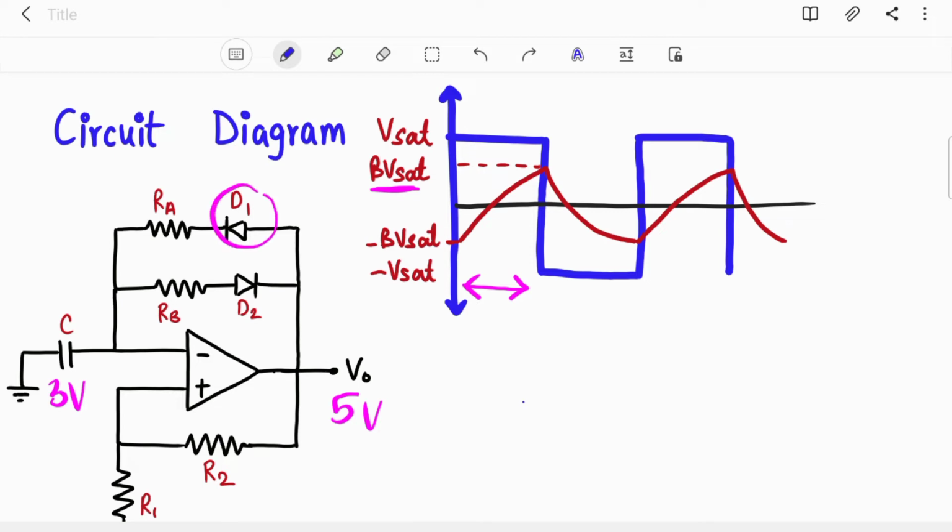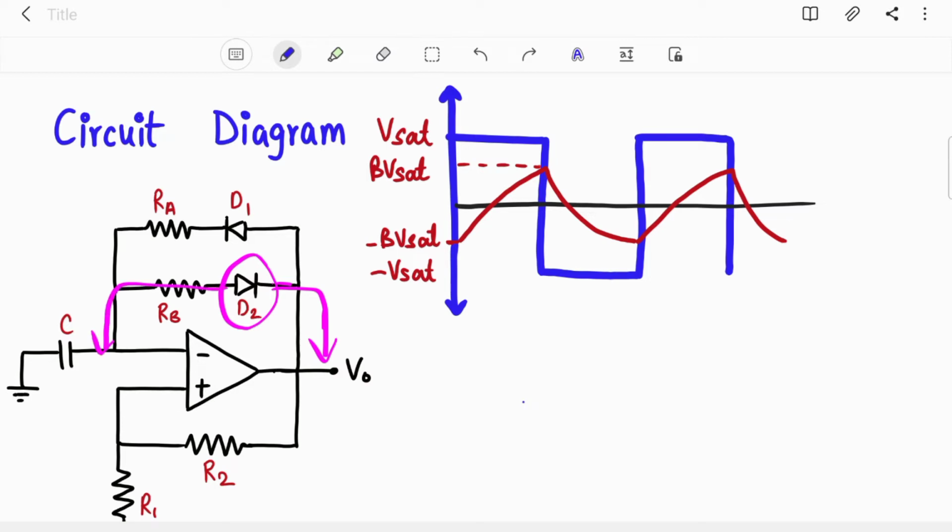This diode D1 will get forward biased. This 5 volts will appear across the P terminal and this 3 volts will appear across the N terminal, so it will be forward biased and act as a short circuit. At the same time, diode D2 will be reverse biased, because the N terminal is getting the higher voltage and the P terminal is at lower potential. So this path is open circuit, this path is short circuit, and the capacitor follows this path to charge towards VO.